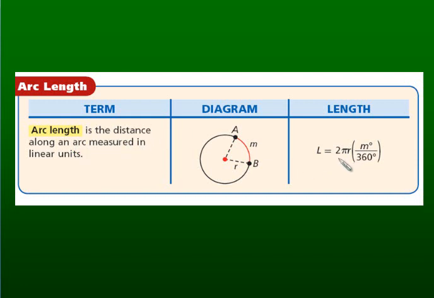And the equation for that is 2 pi r times your central angle divided by 360. And this will give you a length, meaning a length in centimeters, meters, inches. Okay, it's measured in linear units, whereas an arc angle is measured in degrees. So make sure you don't confuse both of them.